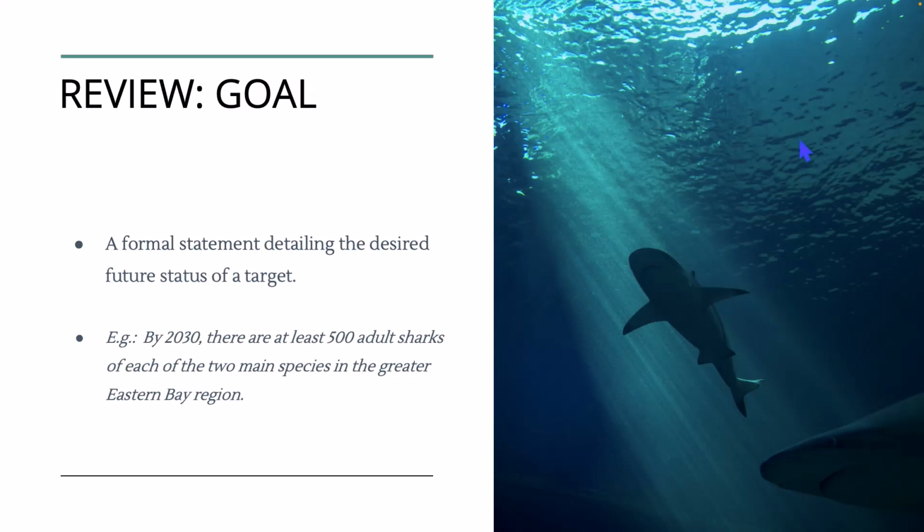Whereas a goal, as shown here, is a formal statement detailing the desired status of a target. Here's a goal describing the desired future status of the sharks in our Eastern Bay project area. By 2030, there are at least 500 adult sharks of each of the two main species in the greater Eastern Bay region.